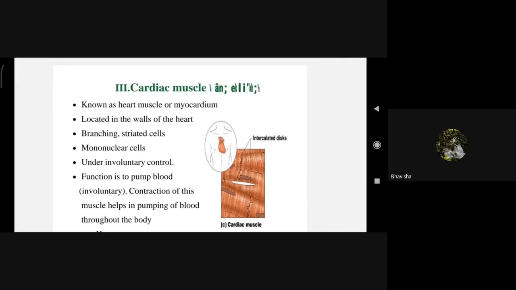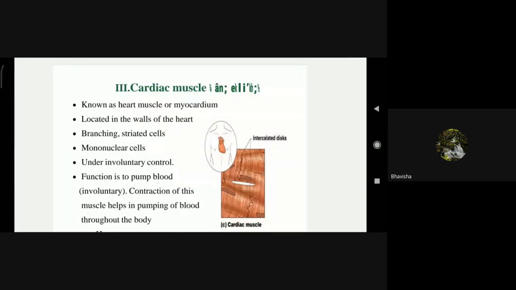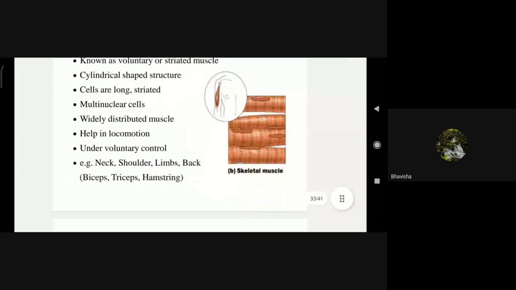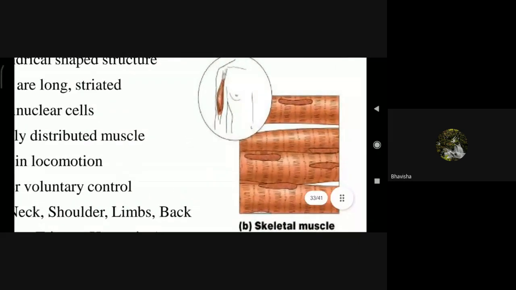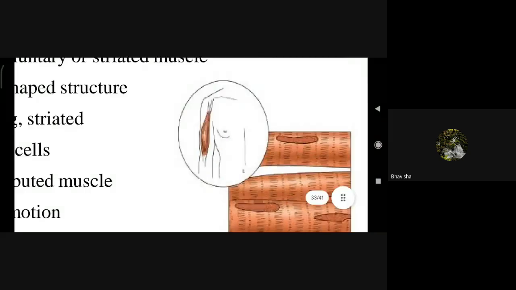Ma'am, what is the shape of skeletal muscles? Skeletal muscles are also elongated in shape. They are elongated, meaning long in structure. You can see here in this photo. This is long in structure.